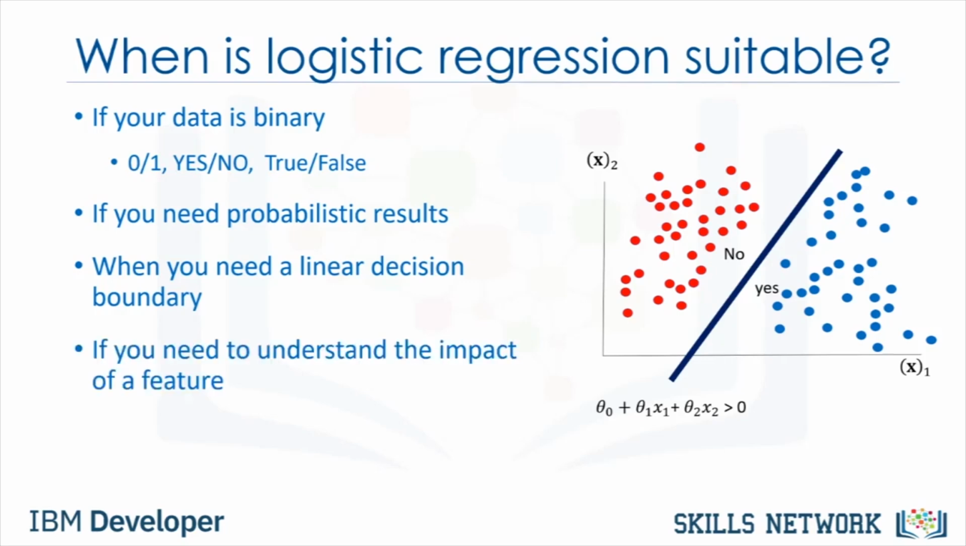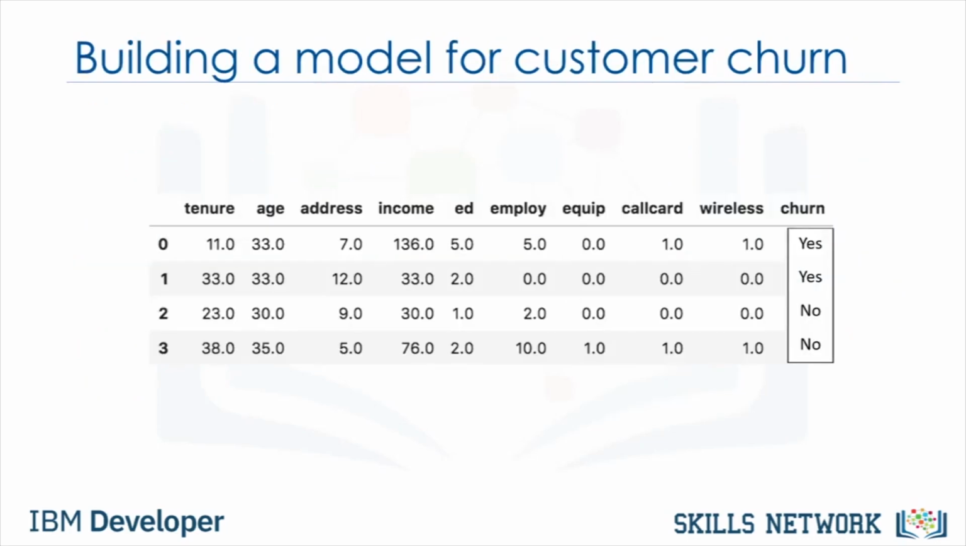Fourth, you need to understand the impact of a feature. You can select the best features based on the statistical significance of the logistic regression model coefficients or parameters. That is, after finding the optimum parameters, a feature x with the weight theta 1 close to 0 has a smaller effect on the prediction than features with large absolute values of theta 1. Indeed, it allows us to understand the impact an independent variable has on the dependent variable while controlling other independent variables.